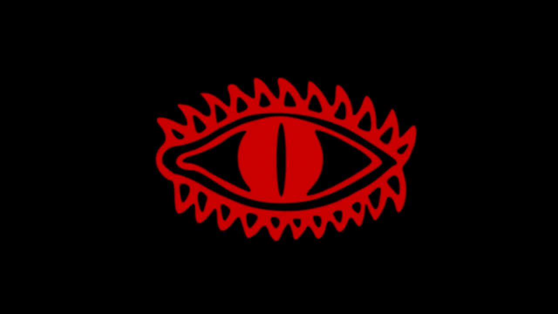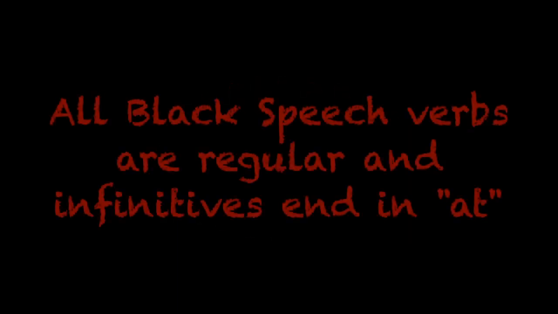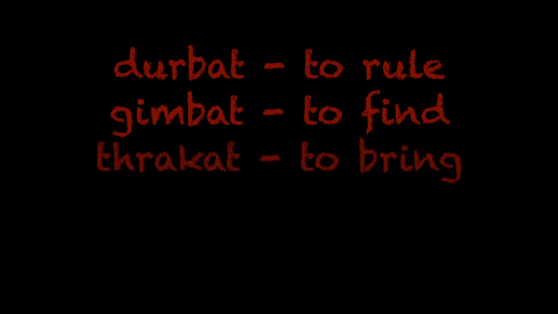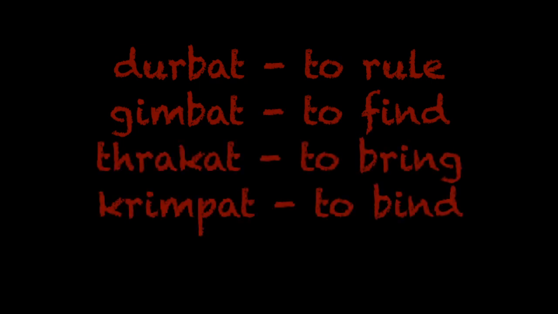With that out of the way, since the Black Speech of Mordor is relatively simple, all verbs are regular. All verb infinitives end in at. To English speakers, this may be confusing as verbs in English tend to be all over the place. But to put it simply, the infinitive of every verb will be a word that ends in at. For example, durabat, to rule, gimbat, to find, thrakat, to bring, and krimpat, to bind.